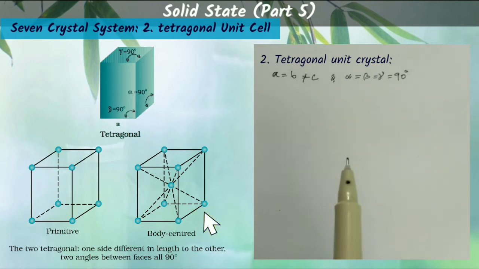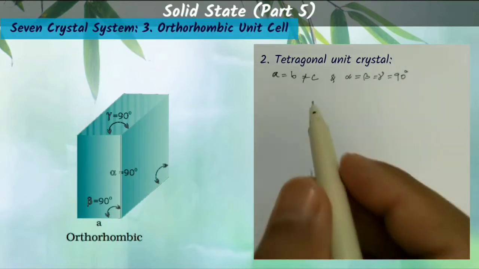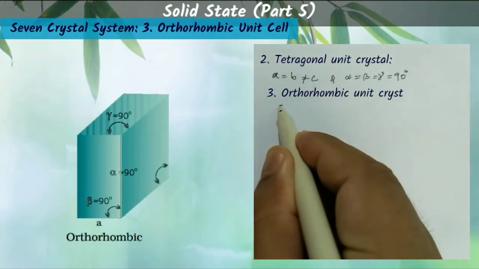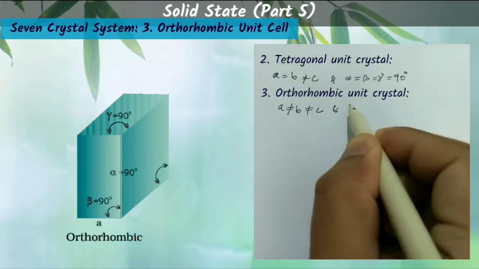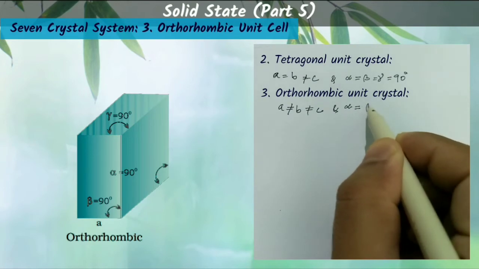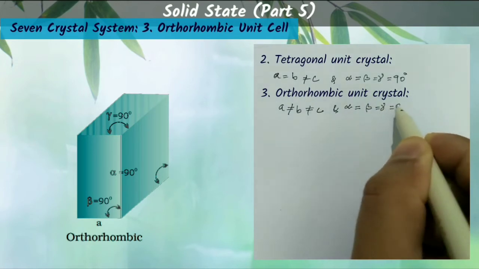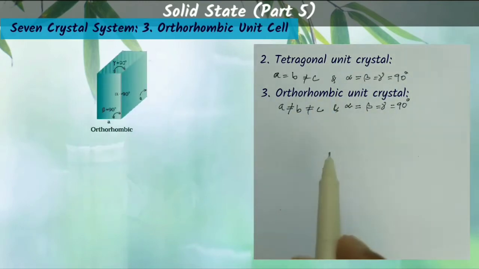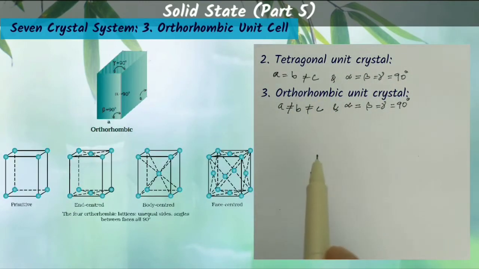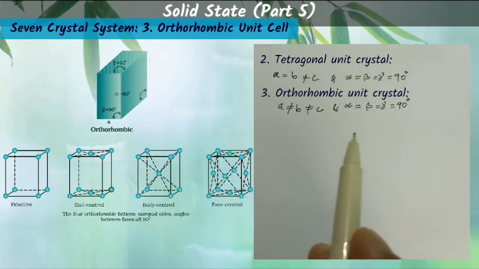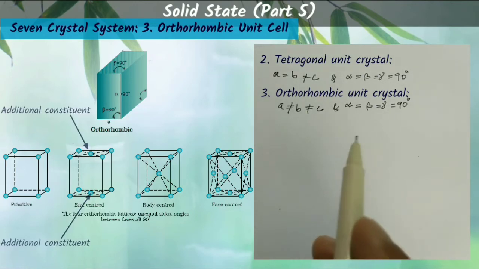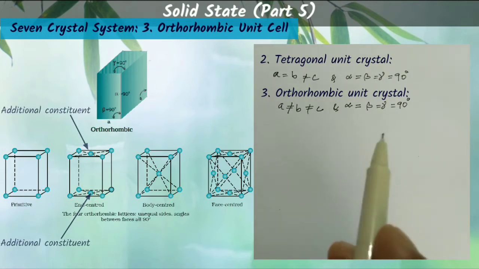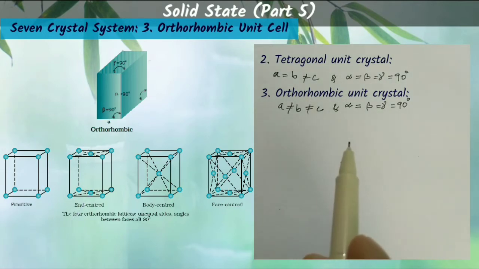Coming to the third unit cell, that is the orthorhombic lattice, in which a ≠ b ≠ c, and alpha = beta = gamma = 90 degrees. It shows a total of four types of Bravais lattices, which are primitive, end-centered, body-centered, and face-centered. All except the end-centered were discussed. In the end-centered case, two opposite faces of the unit cell are occupied by two additional constituent particles in the center of the two faces. The rest three are the same as discussed above.